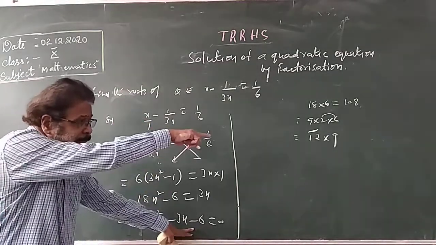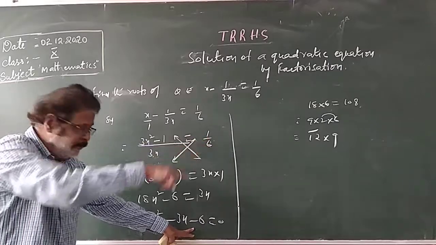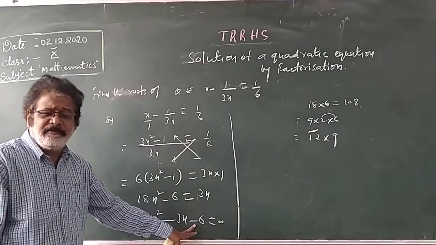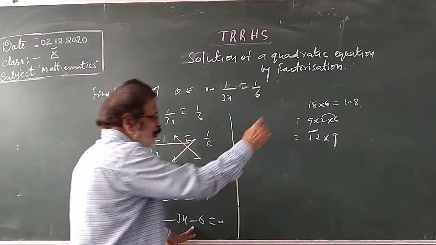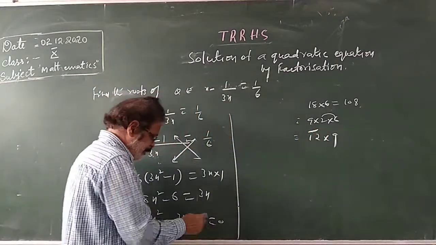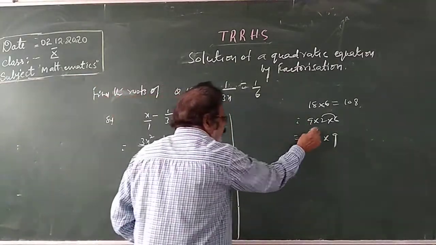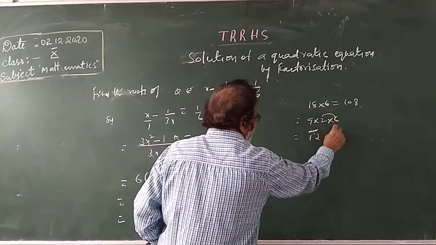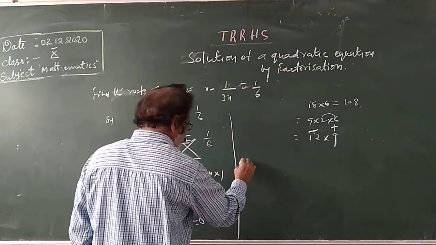What about the smaller factor sign? So what is the constant sign here? Negative. When the constant sign is negative, give the opposite sign of the greater factor. Constant is minus here. The opposite sign of the greater factor is plus.